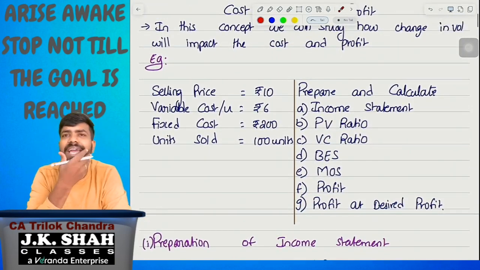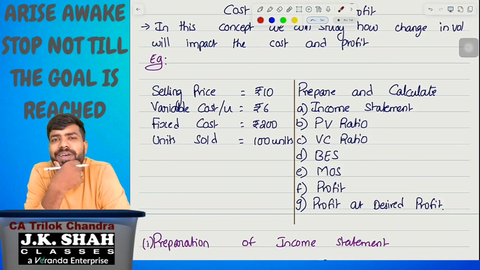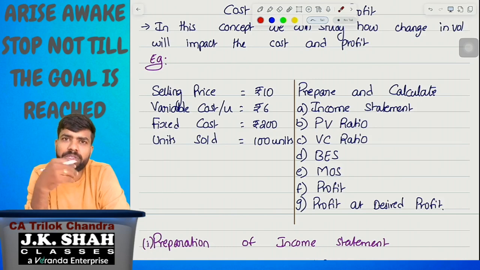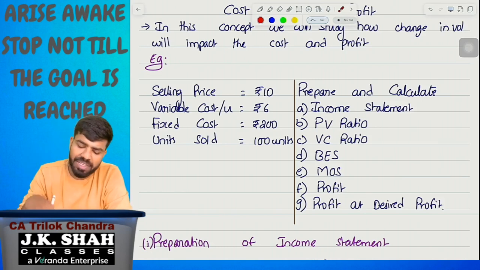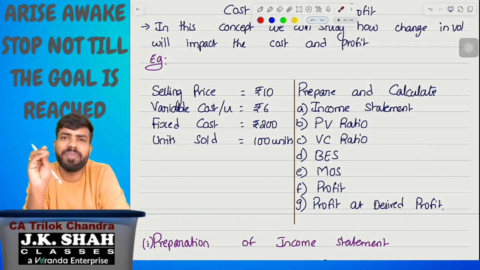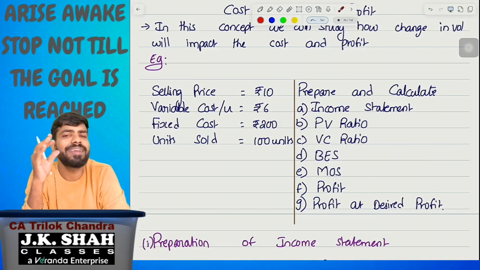Look at here. I am taking one example to understand the basics of the marginal costing. I have taken the selling price 10 rupees, variable cost per unit 6 rupees, fixed cost 200 rupees, units sold 100, and these are the requirements. Preparation of income statement, PV ratio, VC ratio, all these are the basics of marginal costing. Let us study one by one. First of all, income statement.